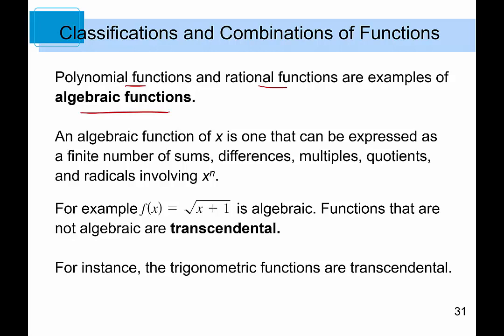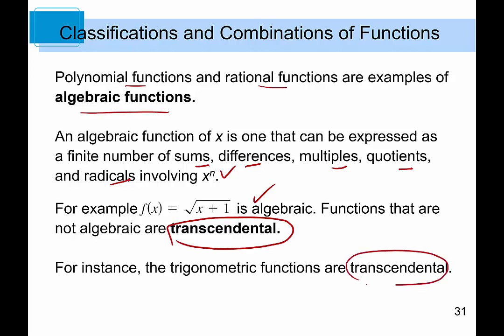An algebraic function of x is one that can be expressed as a finite number of sums, differences, multiples, quotients, and radicals involving x. For example, f of x equals the square root of x plus 1 is algebraic. Functions that are not algebraic are called transcendental. For instance, the trigonometric functions are transcendental. Trig functions.